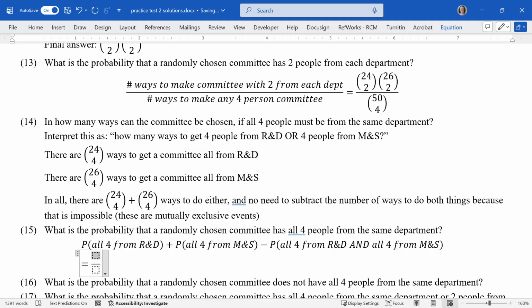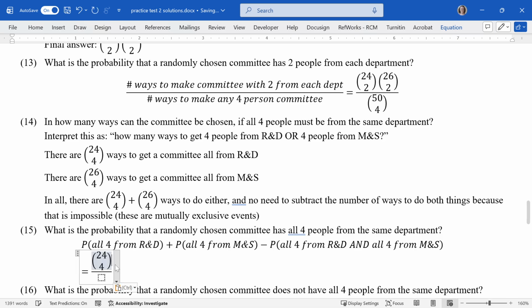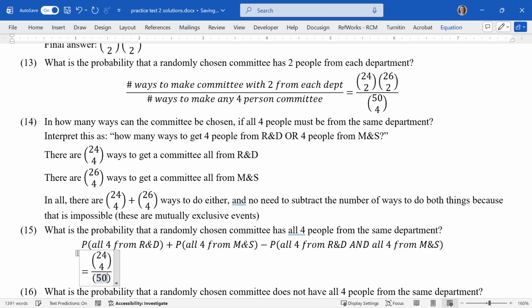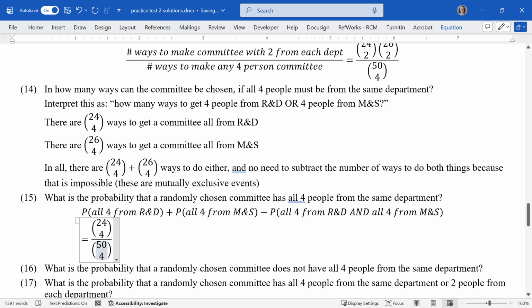Okay, so probability of getting all 4 from R&D is the number of ways to choose all 4 from R&D over the number of ways to choose any 4 people for the committee from the whole company. And then this next part is going to be the same way, but using 26 instead of 24. And then there's actually nothing to subtract here because these are mutually exclusive events. Okay, so you can leave that last part off if you want.